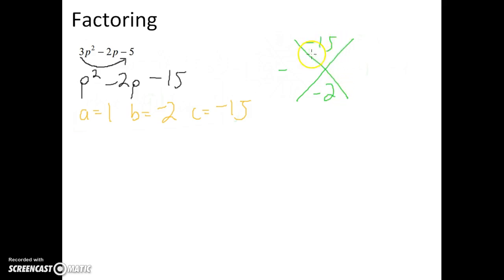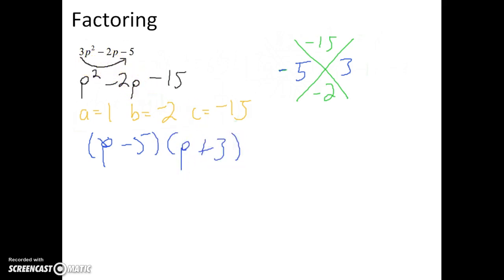Things that multiply to 15 are 1 and 15, 3 and 5. Since this -2 is kind of small, we're going to want these two numbers to be pretty close to one another. So -5 times 3 is -15. -5 plus 3 is -2. So we're good. So we're going to write out our two factors as x, or p, we're using p, -5, and p plus 3.